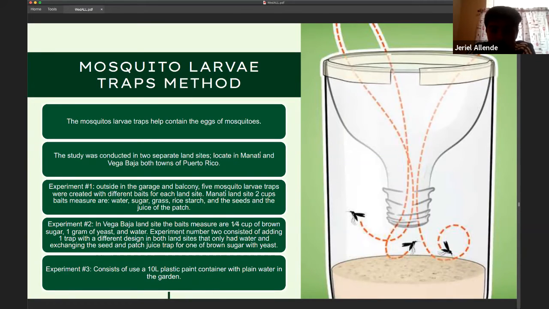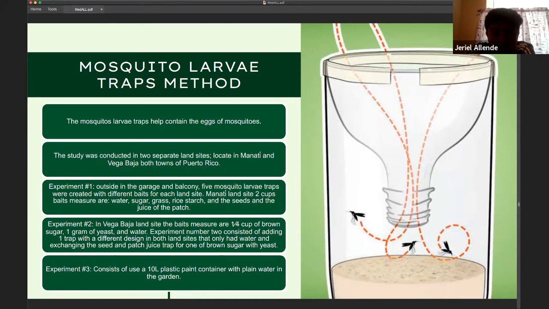Manatí land sites had 2 baits: water, sugar, grass, rice starch, and the seeds of the passion fruit. Experiment number 2 was in the Vega Baja land sites. Baits were 1 1/4 cup of brown sugar, 1 gram of yeast, and water. The experiment number 2 consisted in adding 1 trap with a different design in both land sites that only had water, exchanging the seed with passion fruit trap for 1 of brown sugar with yeast.